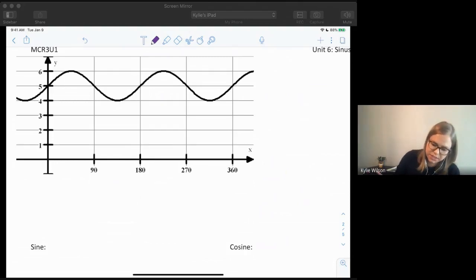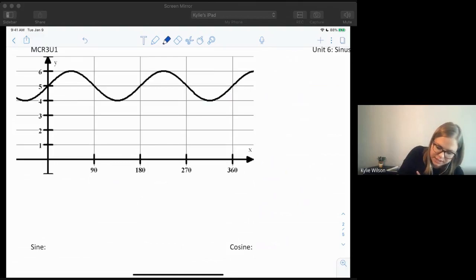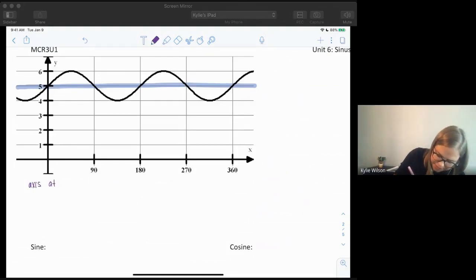So the first thing I want to identify is the axis. So if I look, here's the line that splits it right down the middle. So I have an axis at y equals 5, which tells me that my c value is 5, always, no matter what. Next, let's find my amplitude.